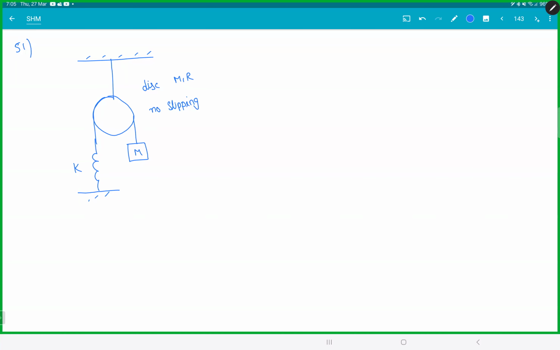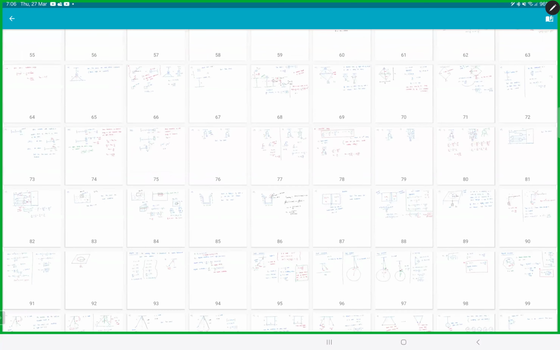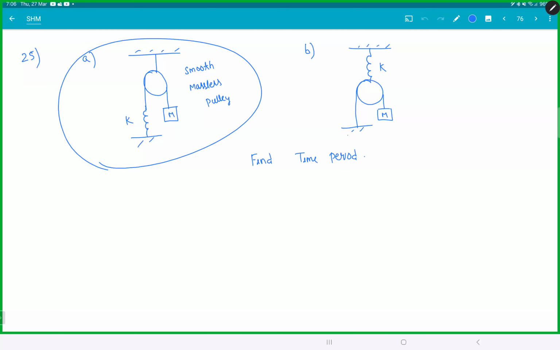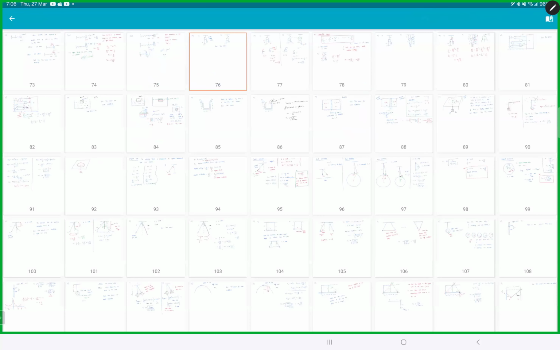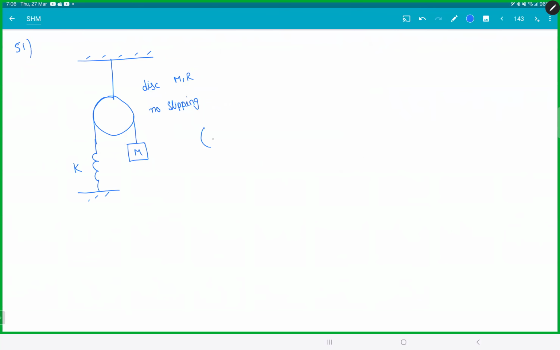You're getting the difference? That K equivalent, which I taught you, if you remember, you can't use that in this question. This was a smooth massless pulley. The pulley never rotated, it was just there. But now in this problem, even the pulley will rotate. So that is the thing when you say no slipping. Basically, the tension on both the sides won't be the same. Find the time period for small oscillations.